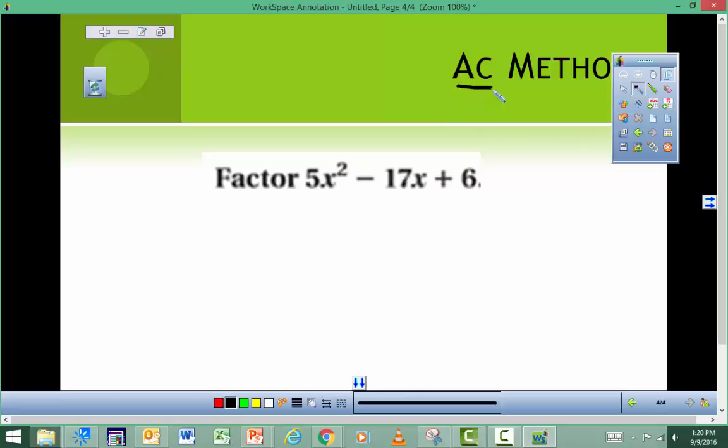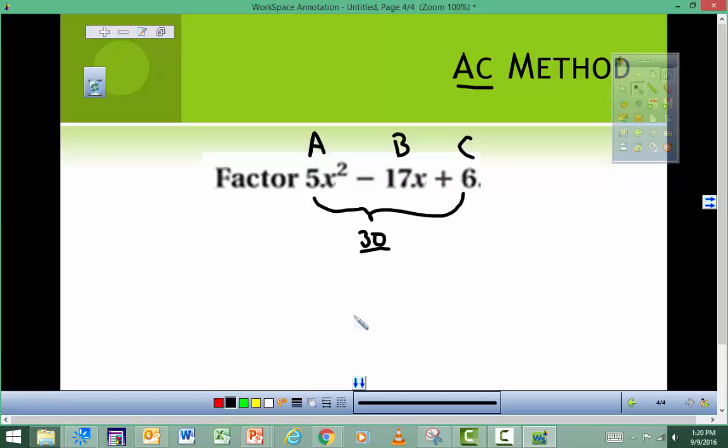It's called the AC method because you begin by multiplying the A and the C. You see? Hold on. You multiply the A and the C. Alright, so that gives us 30. Okay? I always like to draw a little line underneath.